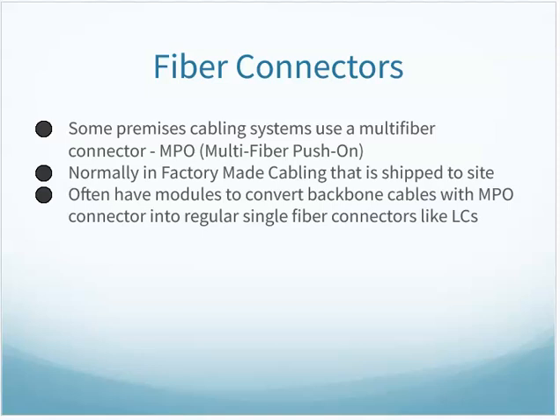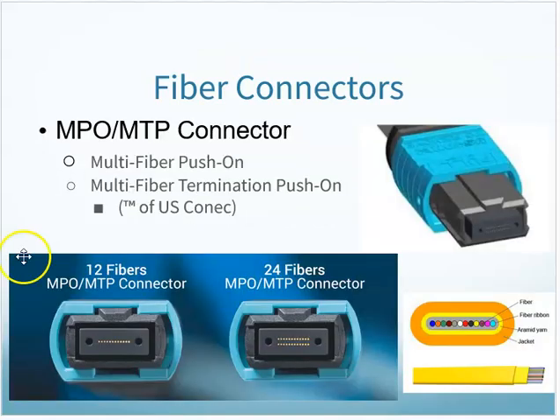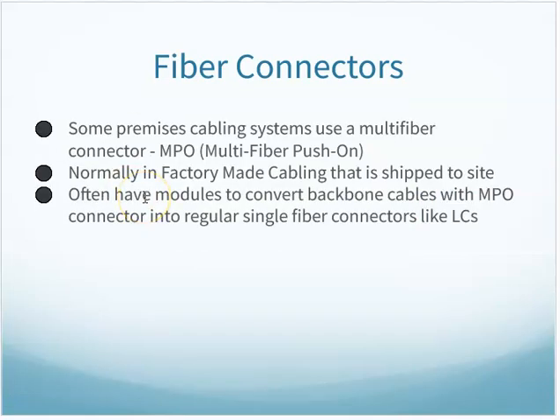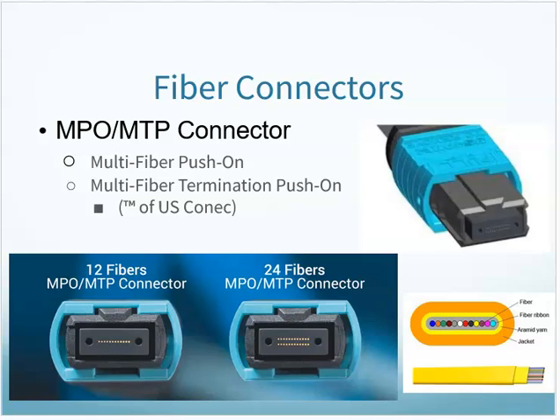One other fiber connector we want to make sure we're aware of is the MPO, multi-fiber push-on. And there actually is a trademark name for that, multi-fiber termination push-on, MFTP, if you will. This is where your ribbon cable comes into play, where I have one connector that has 12 or 24 fibers. Here's a 12 fiber connector and a 24 fiber connector with that ribbon cable. So that one connector can be a backbone connection between two closets or two sides of campus.